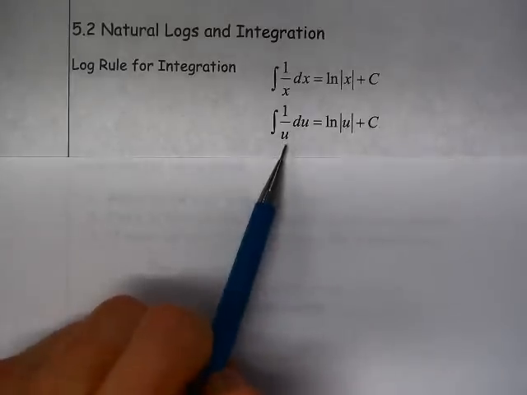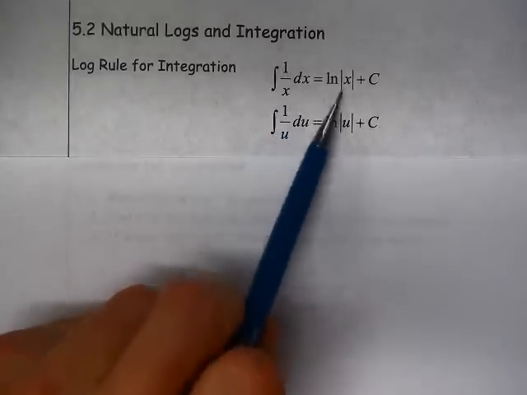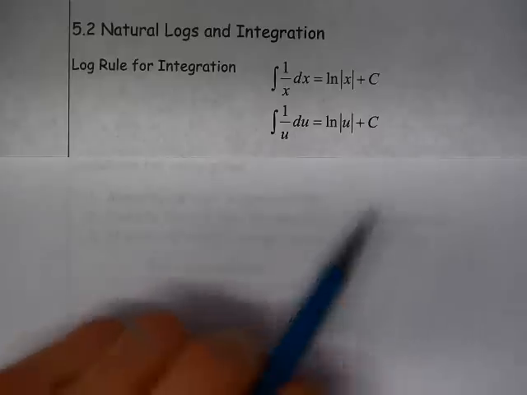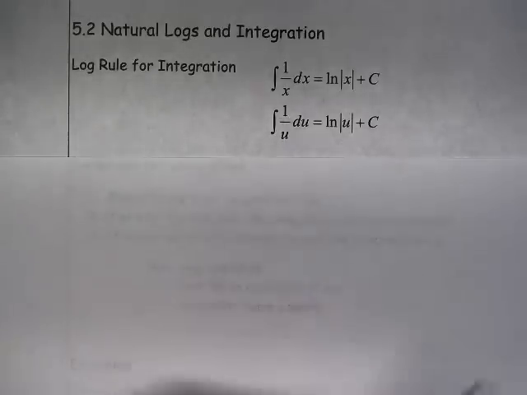Last class we discussed differentiation rules for logarithms. And as you know from chapter 4, integration is really just the reversal of the derivative rules. So now that we know the derivative rules, we can reverse them. So we have these basic integrals: the integral of 1 over x dx is the natural log of the absolute value of x plus c, and 1 over u du gives us the natural log of the absolute value of u plus c.